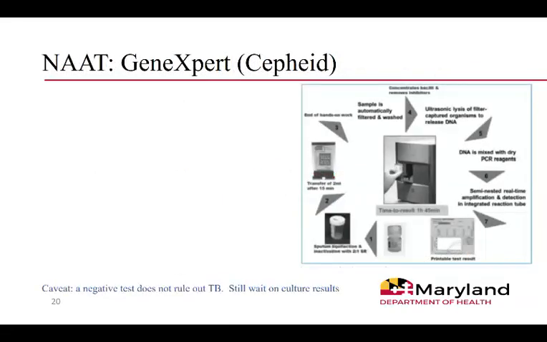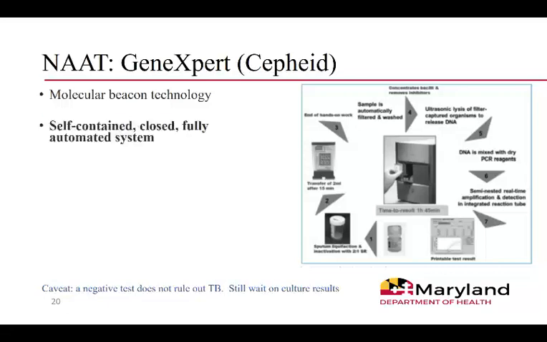Nonetheless, they are very important and should be utilized when available. The test that is available within the Maryland Department of Health is the GeneXpert assay, which is essentially a self-contained, fully automated system which allows for the detection of both Mycobacterium tuberculosis as well as the detection of drug resistance, and specifically rifampin drug resistance.